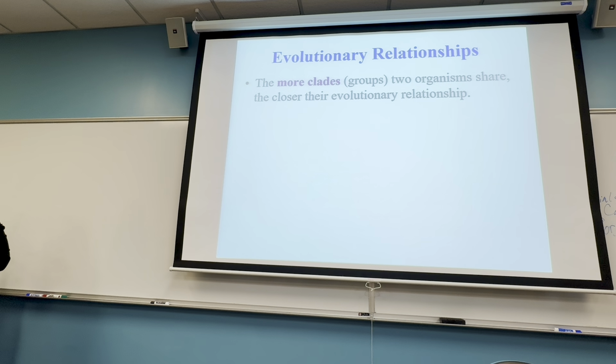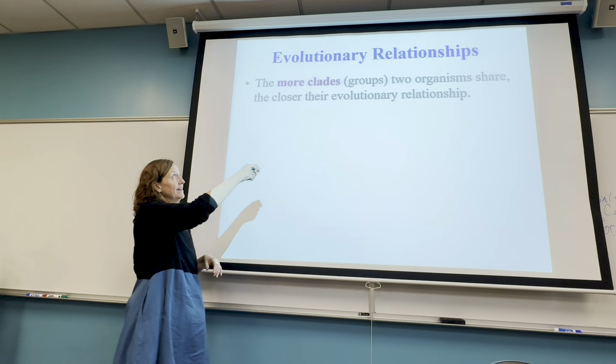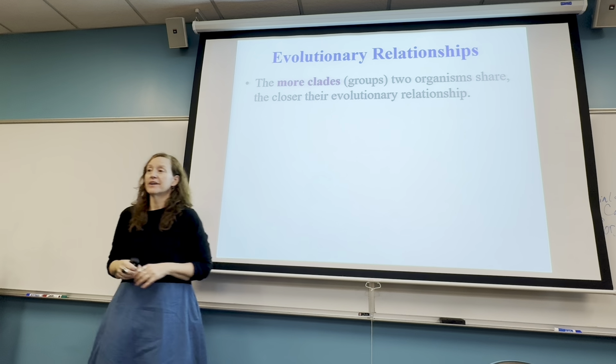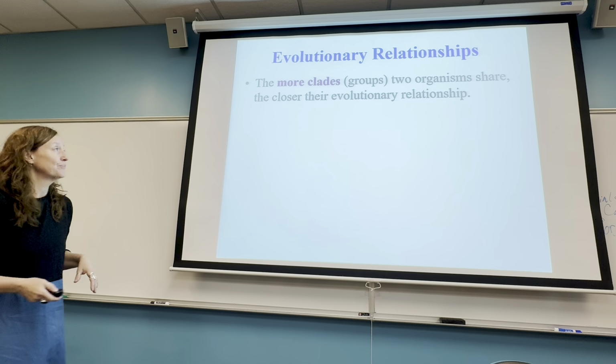When we're looking at these groups, we call them clades. So this word clade is just a more scientific name for saying group. So like the Homo genus, that's a clade of humans. The Australopithecus genus, a clade of other humans.